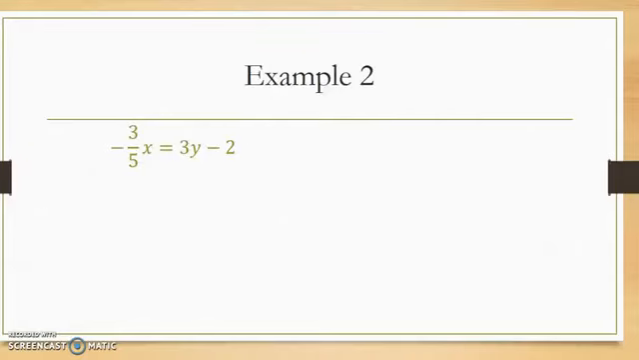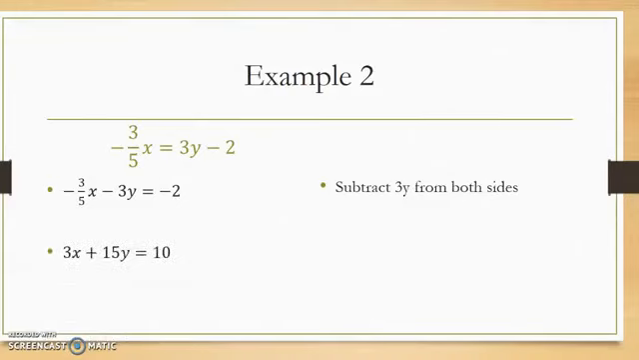So let's try to get this in standard form. Remember, a has to be greater than or equal to 0, and a is the coefficient with x. So we have negative 3x minus 3y equals negative 2. We just subtracted the 3y over from both sides to get them on the same side. And then we have to multiply by a negative 5 so that a is greater than 0, so that the coefficient with x is greater than 0.